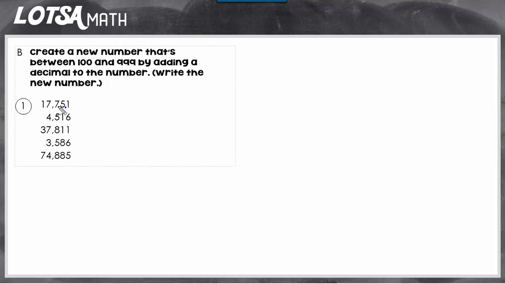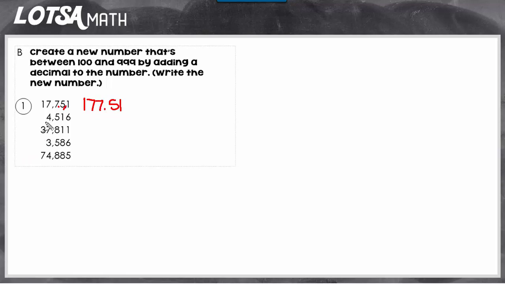What if we did it here? It would be 177 and 51 hundredths. So that's where we need to put it, because 177 is between 100 and 999. So our new number here is going to be 177 and 51 hundredths.